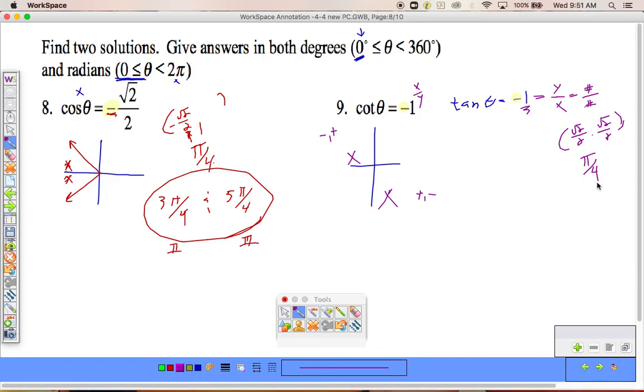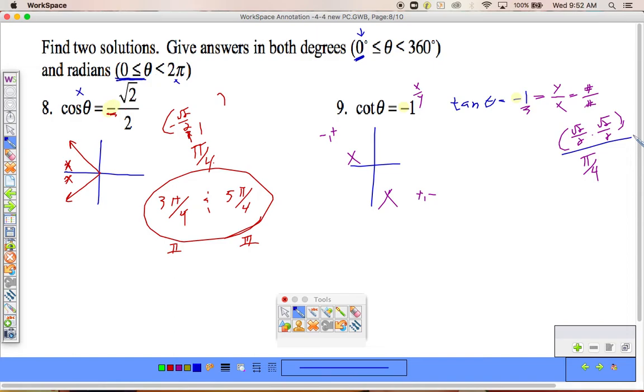So my process is: my tangent and cotangent are negative in the second and the fourth quadrants, because the signs are different. To put my x over my y, or my y over x, and get an answer of 1, my ordered pair has to be the same. And the only ordered pair that's the same is square root of 2 over 2, square root of 2 over 2, which is my pi over 4.